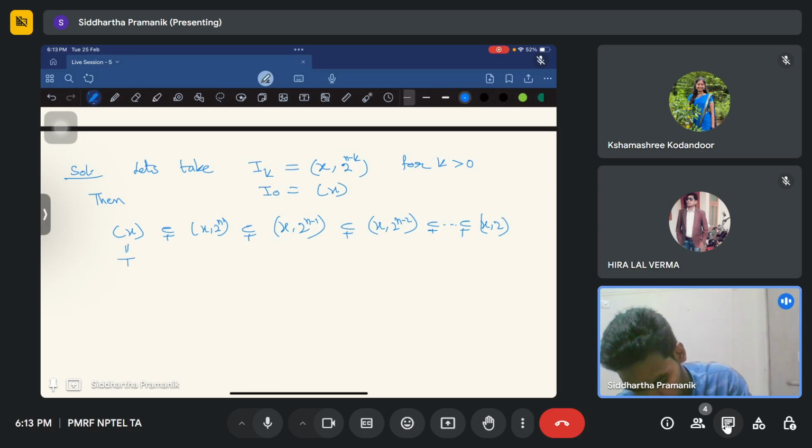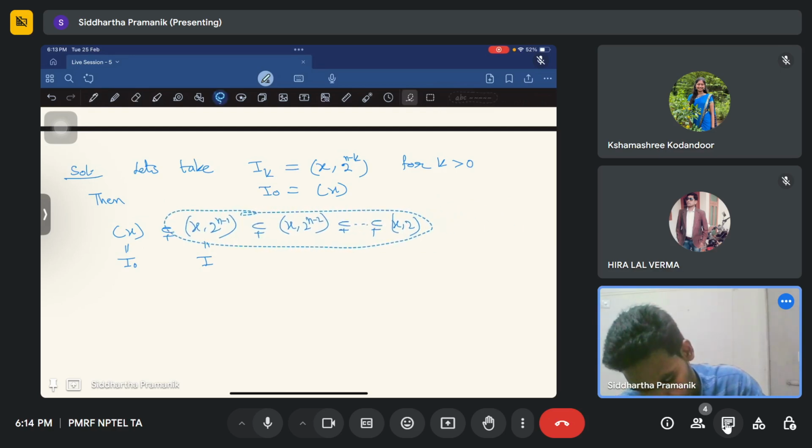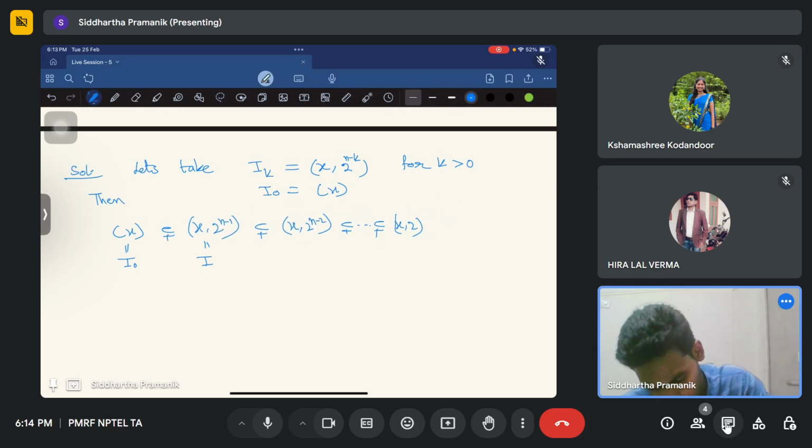This is our I0, this is our I. Okay, there is a missing term, so n minus 1, so this would be n minus 1. Yeah, I think now it's okay. So this is our I1, this is our I2, this is our I_(n-1).